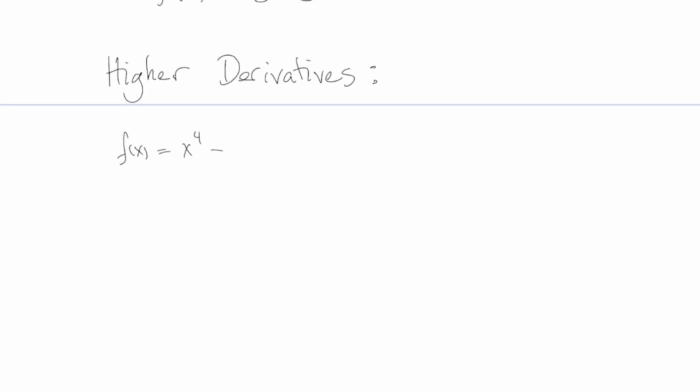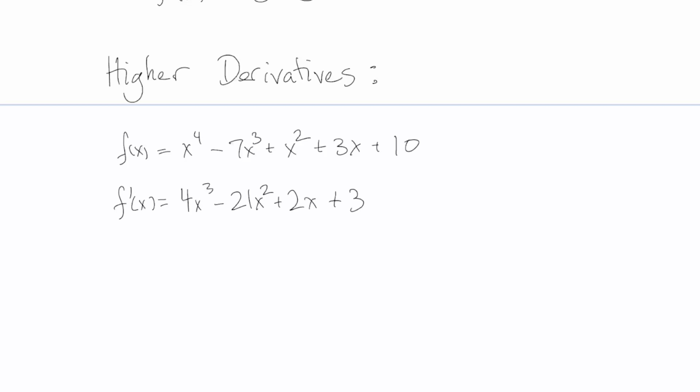If it was something like x to the 4 minus 7x cubed plus x squared plus 3x plus 10. This tends to be easy for polynomials. I can do the first derivative. Just do the derivative. I get 4x cubed minus 21x squared plus 2x plus 3. I hope that this also seems easy to you. I'm just doing the derivative of a polynomial. That's the first derivative. What's the second derivative? You just do that again. So f double prime x would be 12x squared minus 42x plus 2. Right? I multiplied 21 times 2.